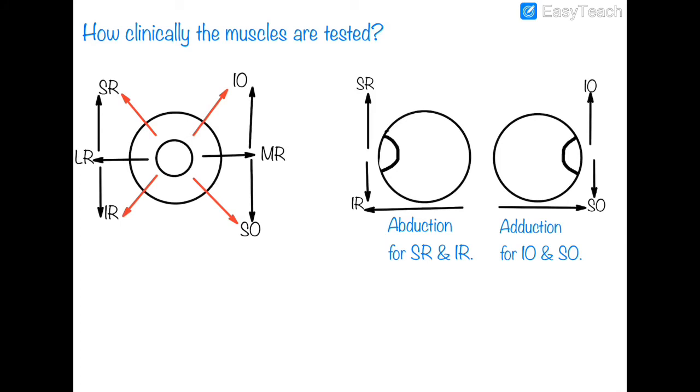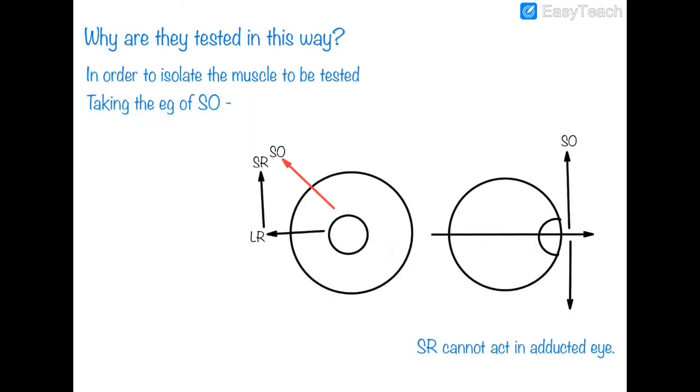Now why are these muscles tested in this way? Why go in this indirect way? To understand this, let us take the example of the superior oblique muscle, and the rest of the muscles will be understood from this example. So this indirect way is applied in order to isolate the muscle to be tested.